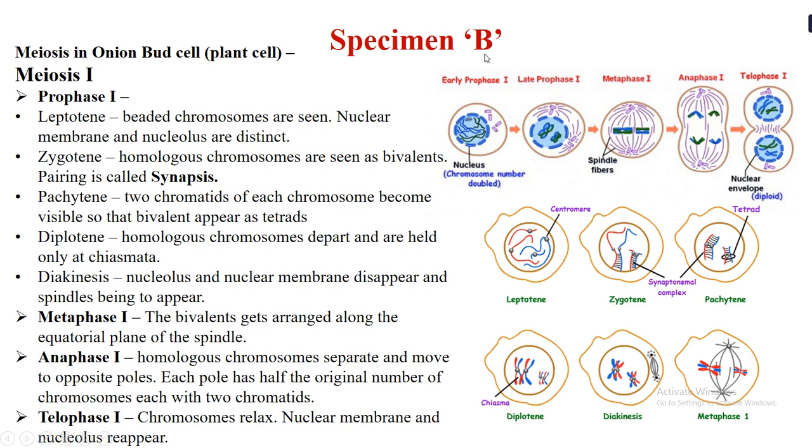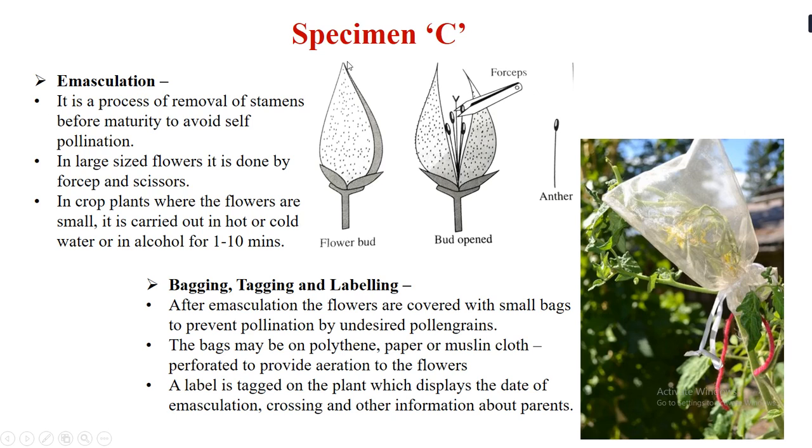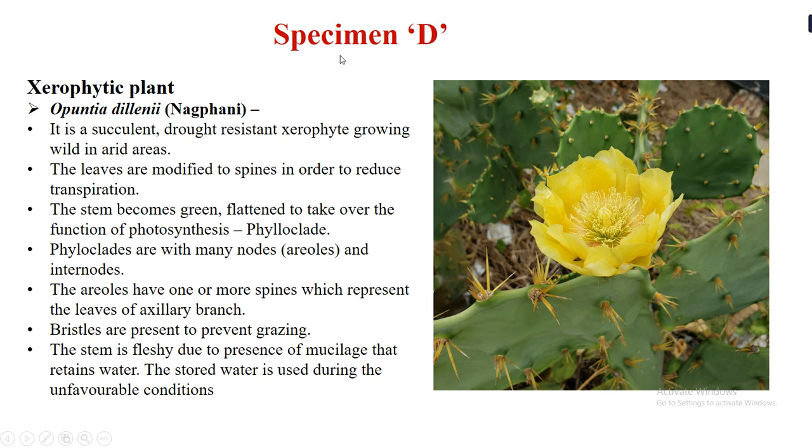Then for spot B, again there are 2 specimens that can be kept. The first one is any of these stages of meiosis 1, or it can be any of the stages of meiosis 2. Then for specimen C, any of these 2 can be kept. It can either be emasculation or it can be bagging, tagging and labeling. Then for spotting D, there can be xerophytic plants and there can be aquatic plants.